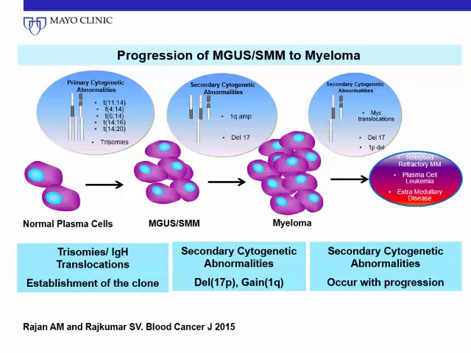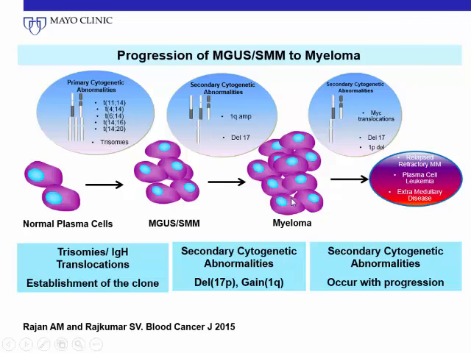That could be either, in 50% of MGUS, a trisomy, and a trisomy establishes the MGUS clone. The other 50% get an immunoglobulin heavy chain translocation. One of the 5: 11;14, 4;14, 14;16, 14;20, and 6;14. They are all partners with 14q32, which is the immunoglobulin heavy chain locus, and an oncogene moves there, and you get the establishment of the clone. So 50% of MGUS is established by the occurrence of trisomies, and the other 50% is established probably by the occurrence of immunoglobulin heavy chain translocations.